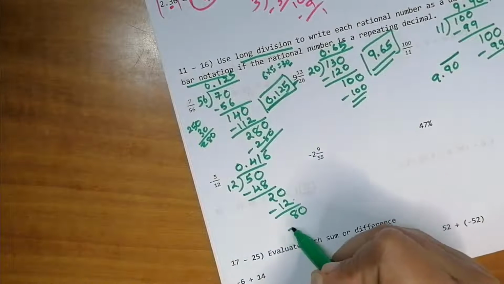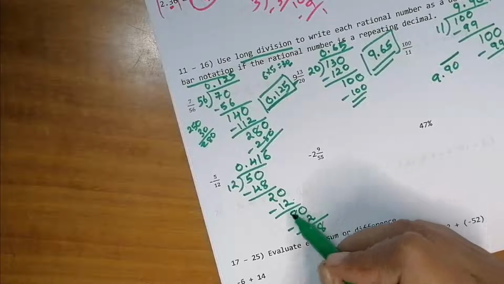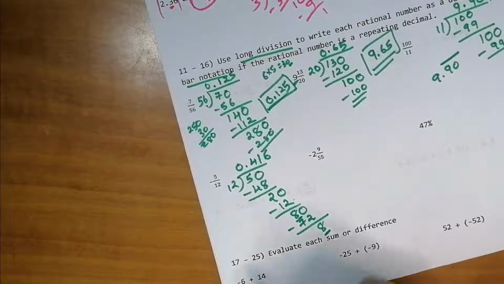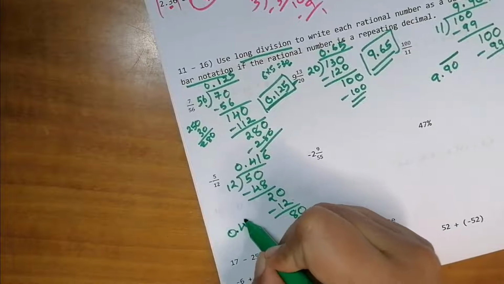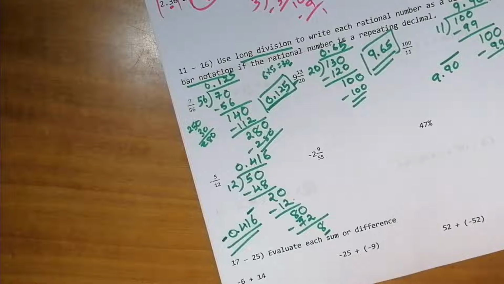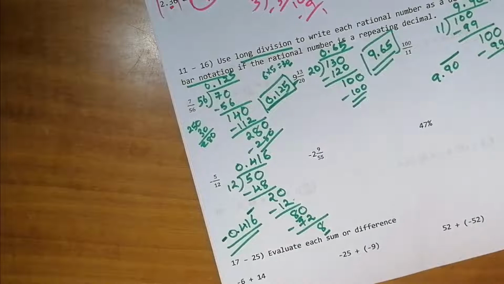12 times 6 is 72, right? 8, so do you see? 8, 8. So the 6 will keep repeating, right? So the answer is 0.416 with the bar on 6, and this is a minus answer, right? 6 keeps repeating here. Okay, then again here, remember we'll not touch 2 here, right?